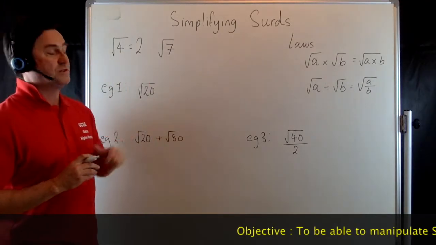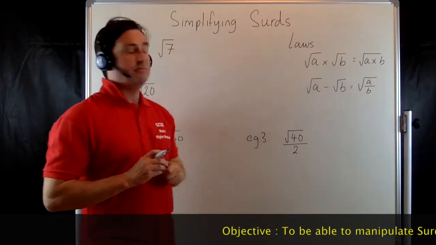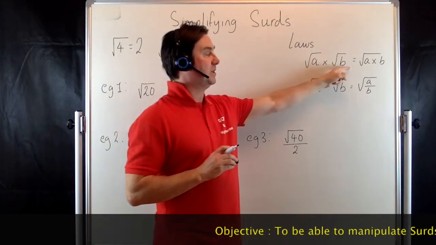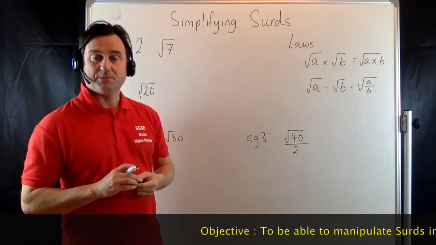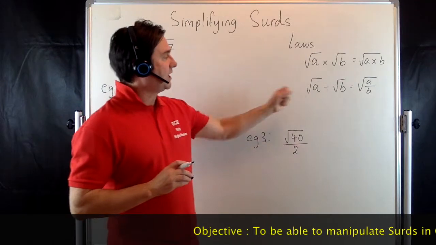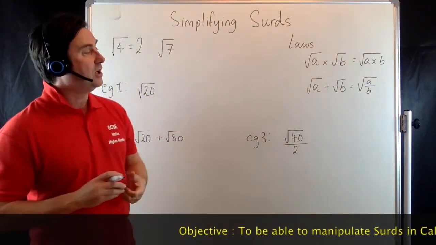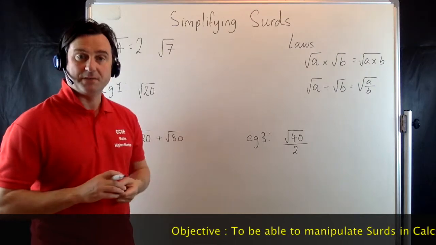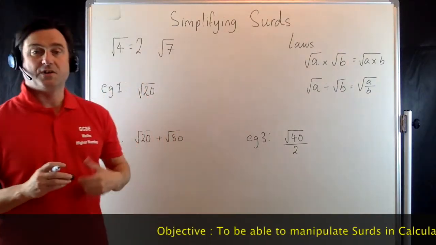There's two laws of surds that are extremely important. If you have root A and you multiply it by root B, that is the same as having root A times B. If you've got root A and you're dividing it by root B, that's exactly the same as root A divided by B. Now we can use those laws to simplify lots of questions.